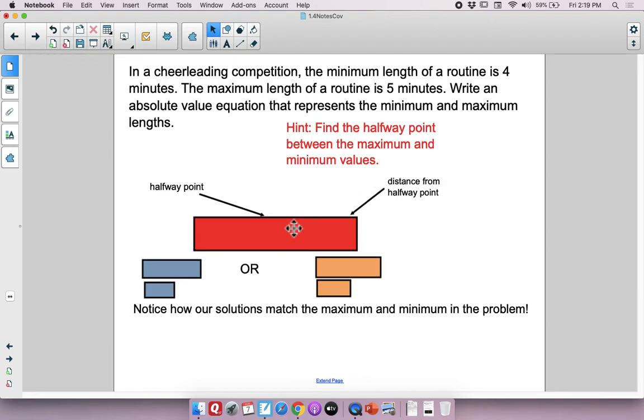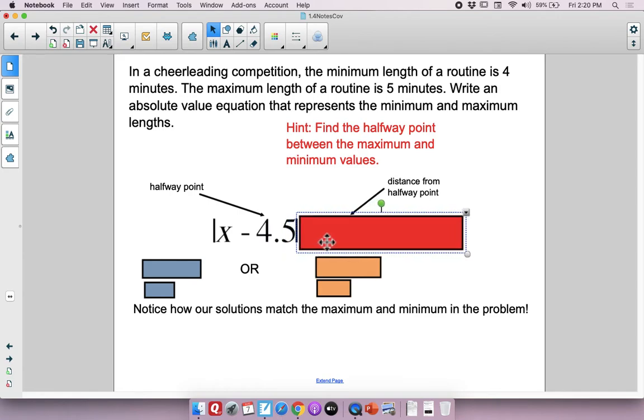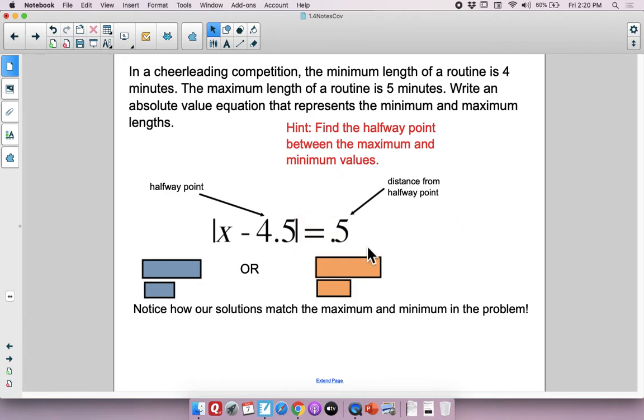So here's what you'd want to do. You basically would set this up by saying the absolute value of x minus the halfway point equals the distance that our maximum and minimum are from the halfway point, which would be 0.5, right? 4 is 0.5 away from 4.5. 5 is also 0.5 away from 4.5.